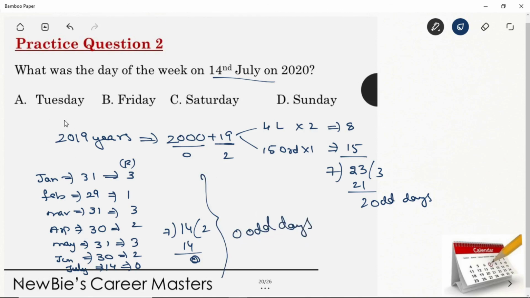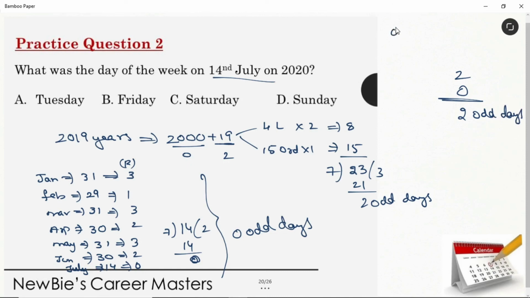Okay, see, till 2019 years, 2 odd days, and this is 0 odd days. What is the final step? 2019 years, 2 odd days. See, 0 plus 2, 2 odd days. Then 2020th year, 0 odd days. Total 2 odd days. This is the final odd days. Okay, if you get 0 as the answer, then Sunday, 1 Monday, 2 Tuesday. So for this question, we got 2 odd days, then the answer is Tuesday. Am I clear, everyone? See, you can verify this. Type this date on Google, you will get the answer. Very simple.